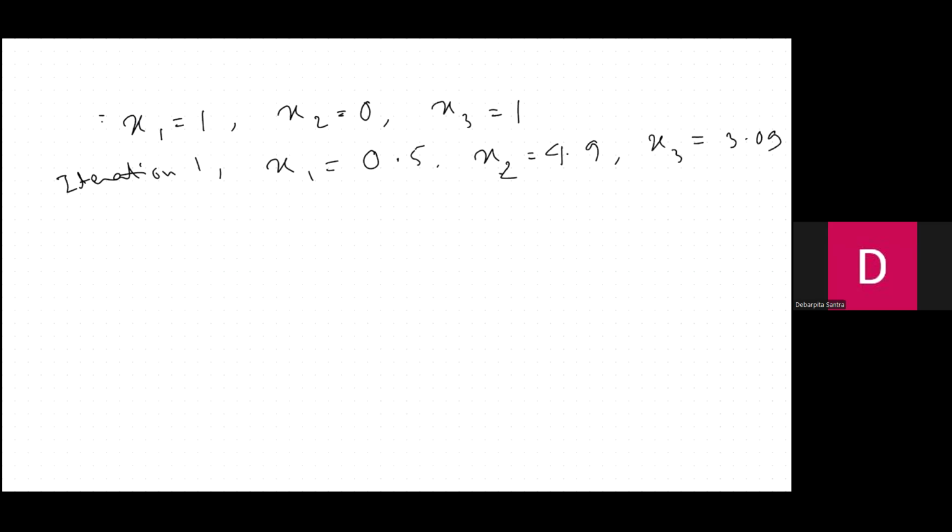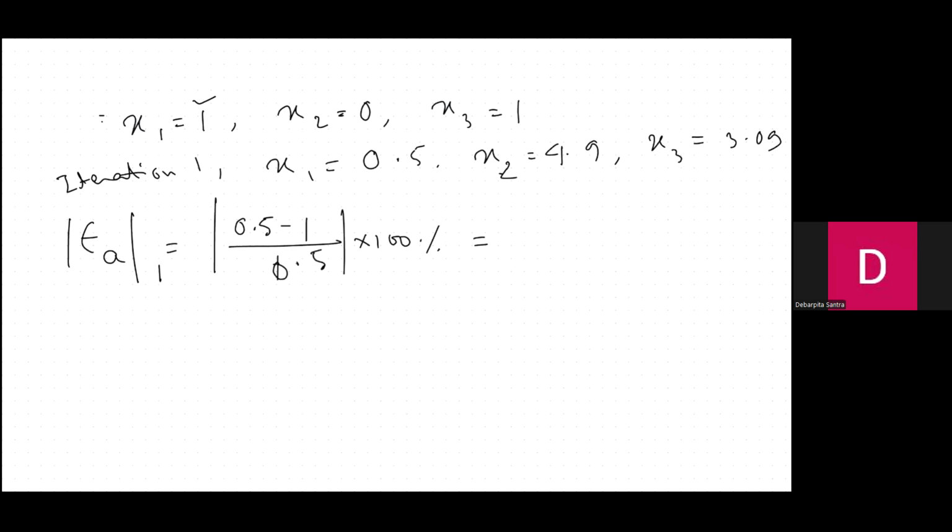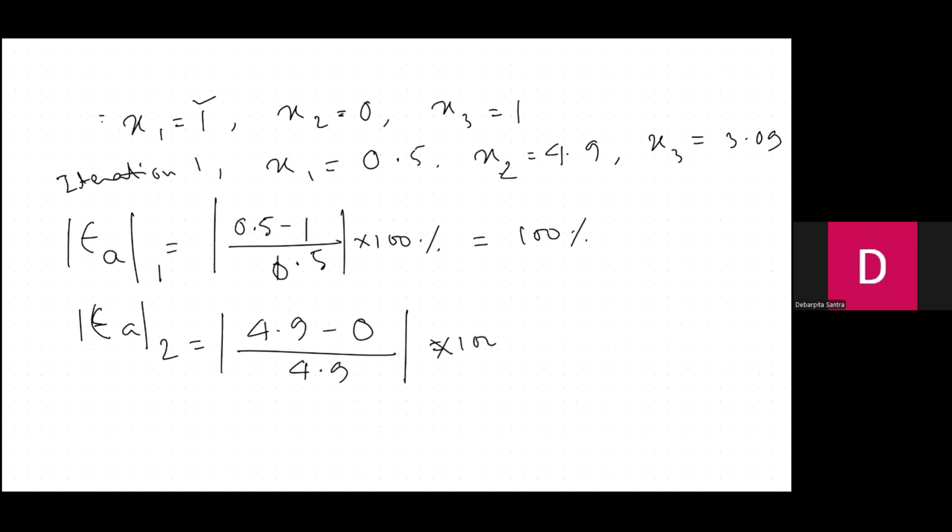Now we find the error. For x1, the error is the new value of x1, 0.5, minus the old value of x1, 1, divided by the new value, into 100%. So the error is 100%. Similarly, what is the error for x2? It is the new value 4.9 minus the old value 0, divided by 4.9, into 100%. So it also becomes 100%.